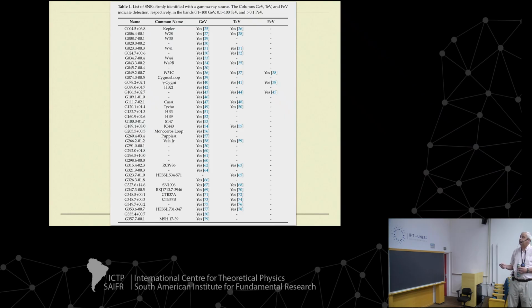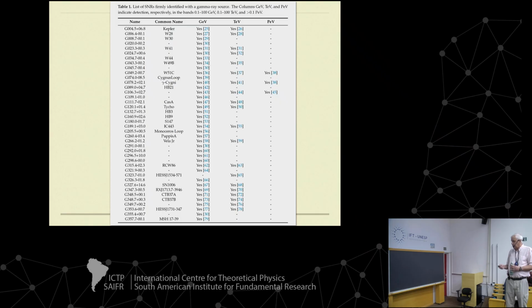Also, we have Cygnus Loop, Gamma Cygni, IC 443, very famous one, Monoceros Loop, Puppis A, Vela Junior, that was discovered just 25 years ago. And this another one that is quite famous because it has been extensively studied is RX J1713-39.